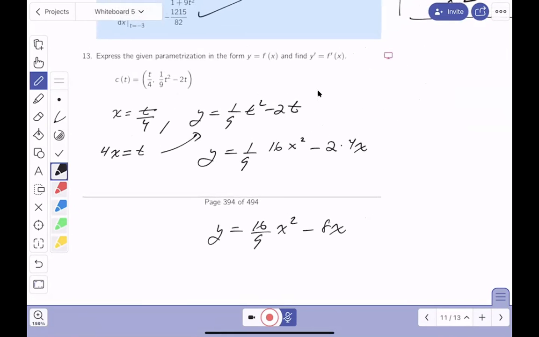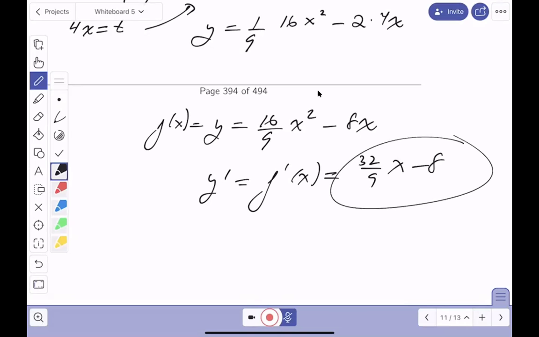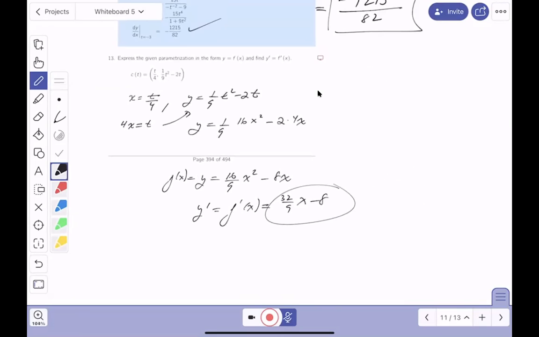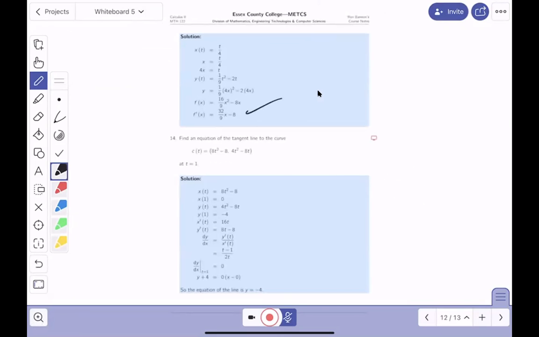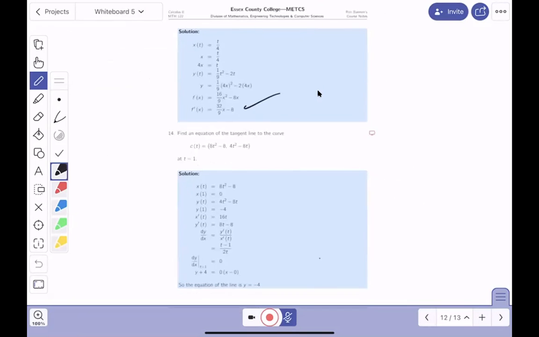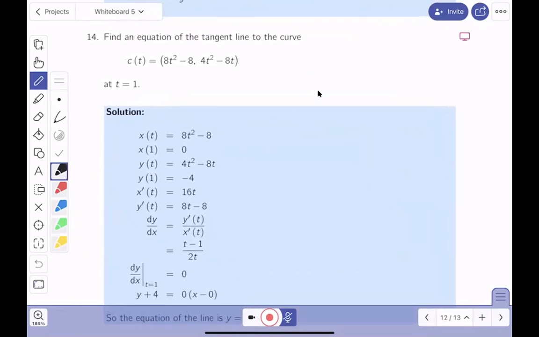And what do they want me to do? They want me to find y prime. And y prime, by the way, this is a function of x. Y prime, same thing as f prime of x. And what does that give me? Well, if I did that, that's 32/9 x minus 8. All right, let's see if we've done that right. And we're going to see the next page. And I just want to make sure you know that I did that, right? Yep, all done. All right, find the equation of the tangent line at t equals 1.